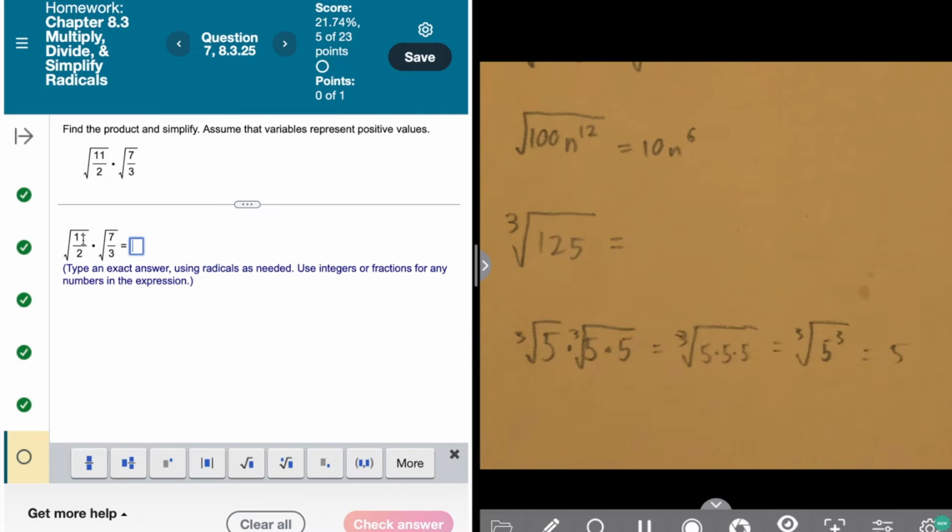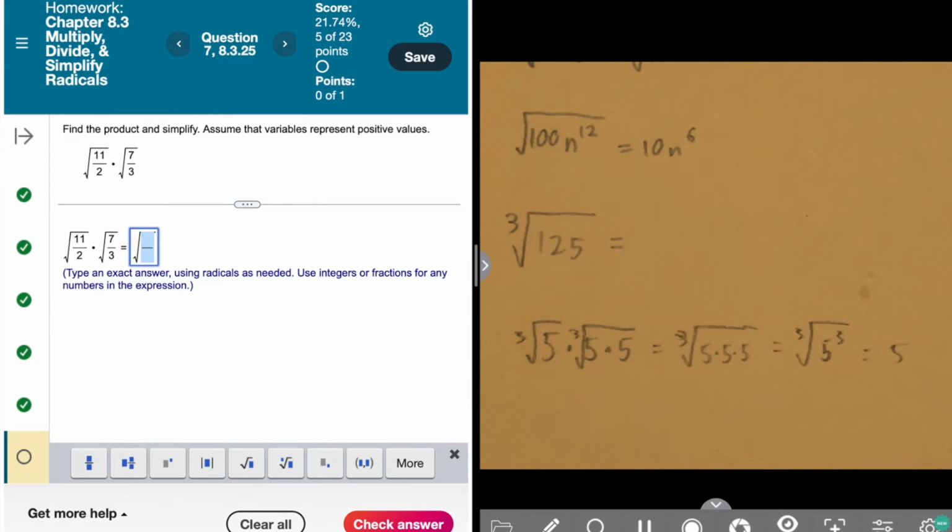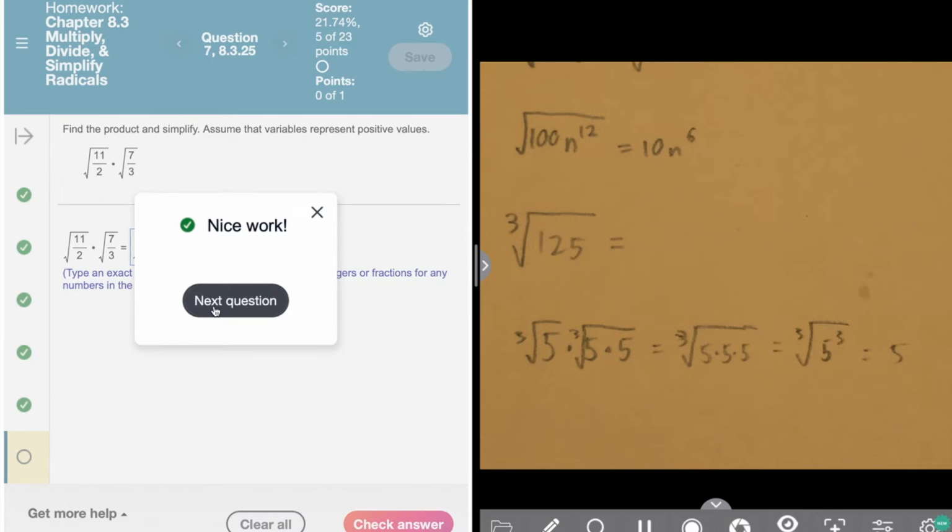All right, this one could get maybe a little bit interesting. It says they want an exact answer, so that is a square root. Now I'm multiplying fractions, so when you multiply fractions, 11 will multiply to the 7, numerators multiply together, denominators multiply together, and 77 and 6 have no common factors, so that is as simple as it gets.